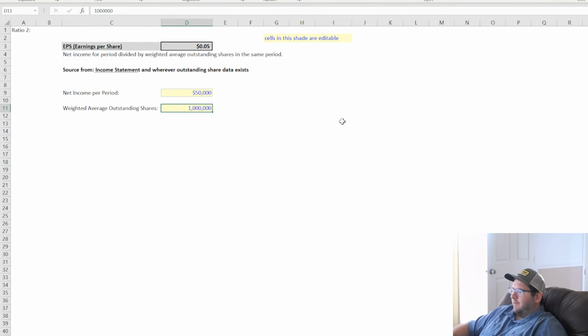Now if you only had, let's say, 10 shares, your earnings per share would be $5,000. It's arbitrary, depending on how many shares there are. Let's put 1 million. So very easy one there. From the income statement, and again, you'd have to find source data for outstanding shares for the period you're measuring.